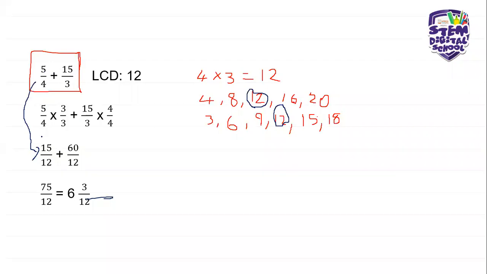So this part here, guys, is the process of changing the fractions, because the question is asking you to add fractions. Yes, you convert, but the question is asking you eventually that you must add the fractions. That's what the question is asking.